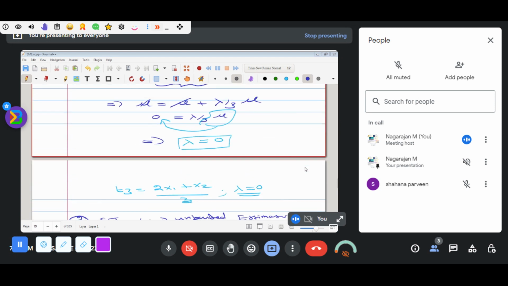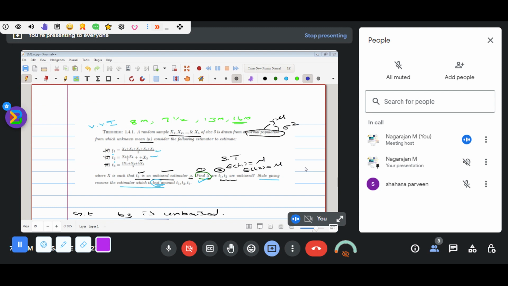Our question is to find whether T1 and T2 are biased or unbiased. T1 is unbiased and T2 is biased. Next, very important, show which of the given estimators is the best estimator among T1, T2, T3.